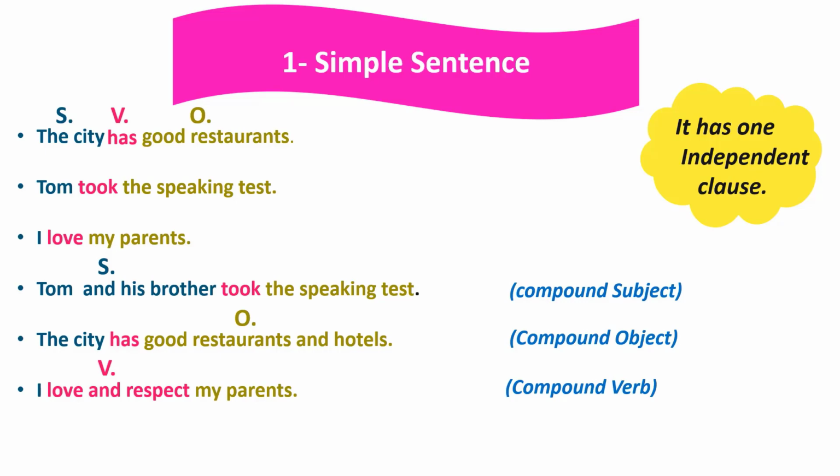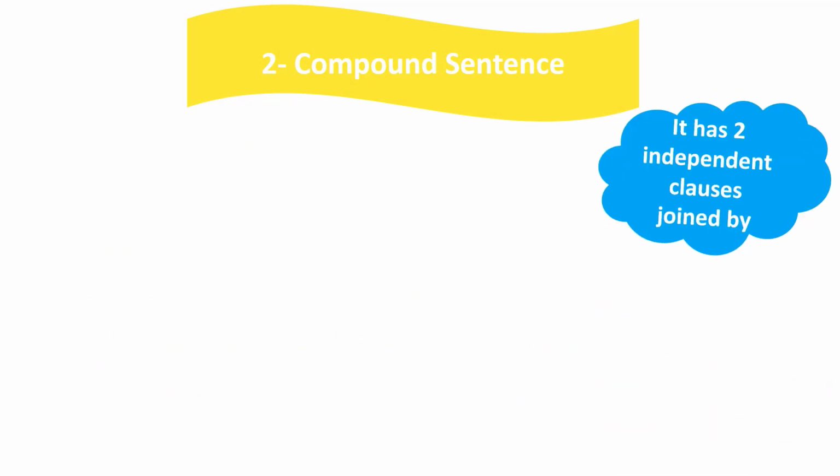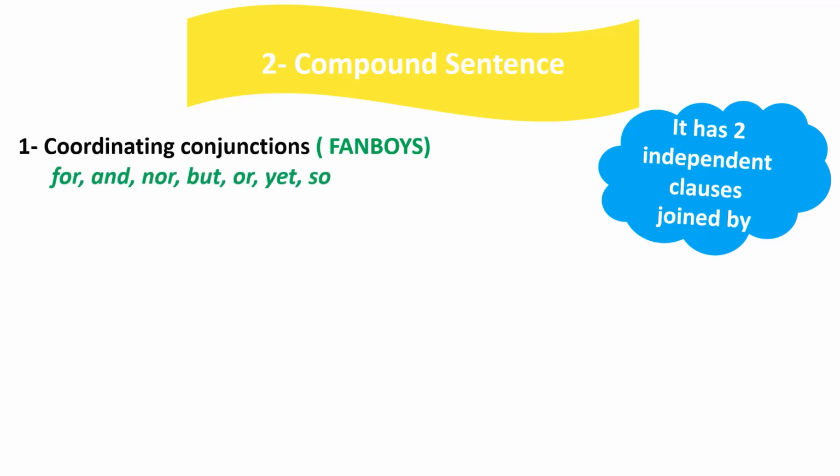Now, let's move to the second type, which is the compound sentence. A compound sentence is made of two independent clauses. So if the simple sentence is made of one independent clause, the compound sentence is made of two independent clauses joined by different ways. The first way is the coordinating conjunctions. These are some linking words abbreviated in this acronym fanboys. F for, A and, N nor, B but, O or, Y yet, and S so.